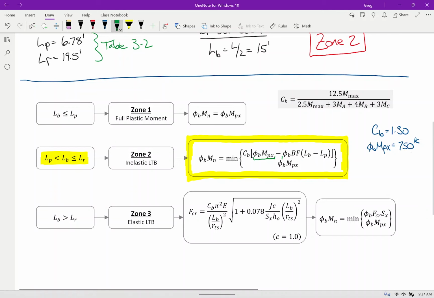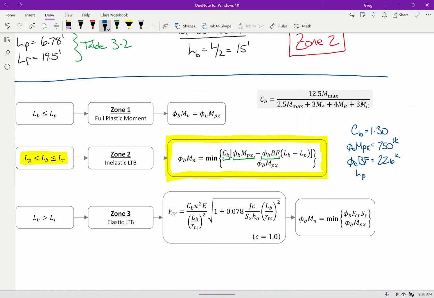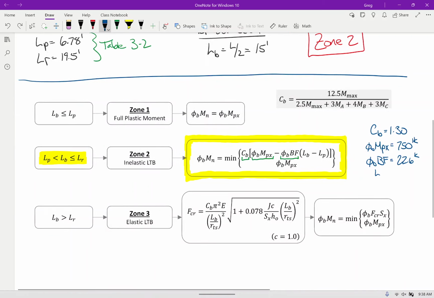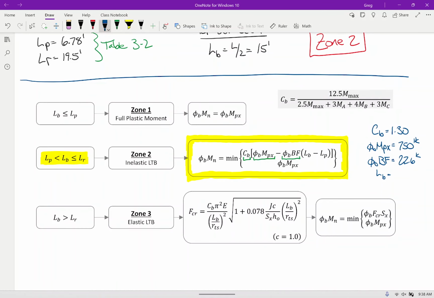We need Phi BF. Phi BF is 22.6 kips, because you take kips, multiply by distance to get foot-kips. We need an LB of 15 feet and an LP of 6.78 feet. That's what we need for this computation. Does that make sense?